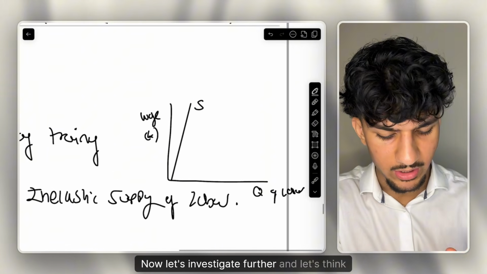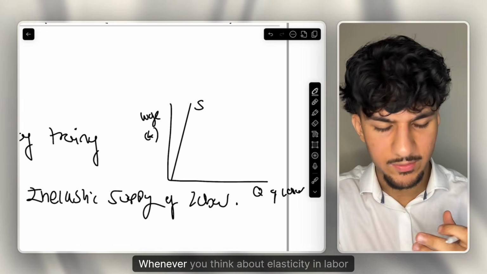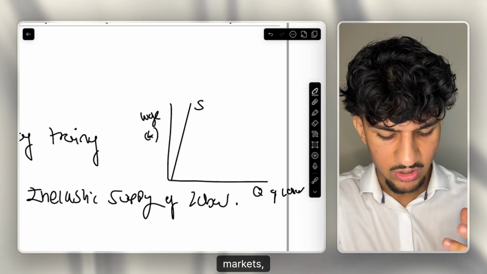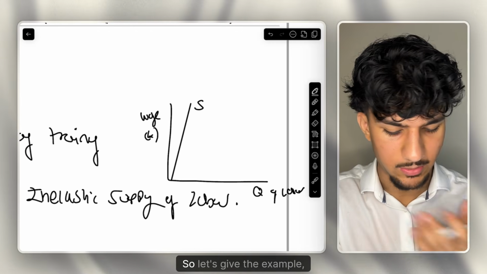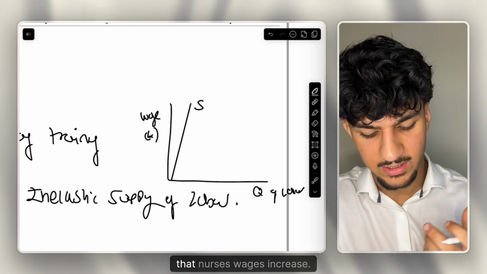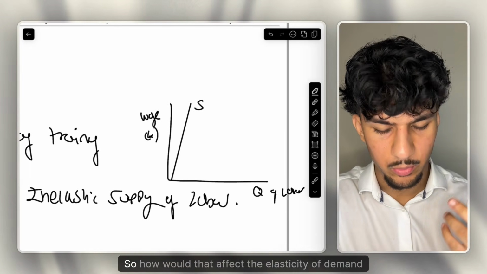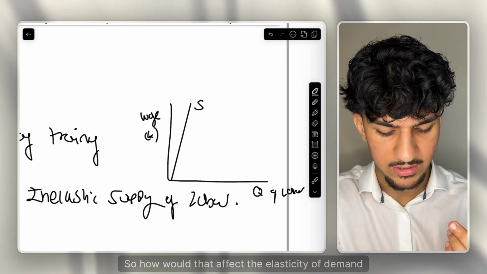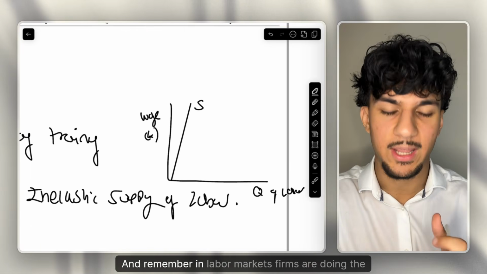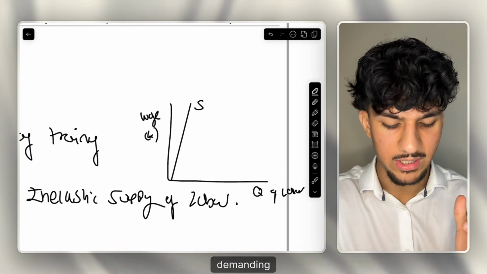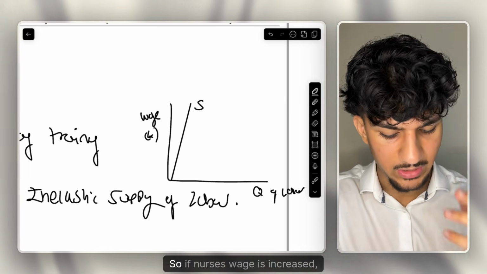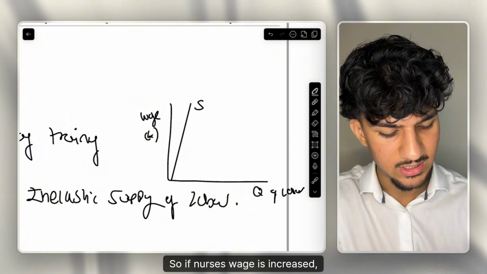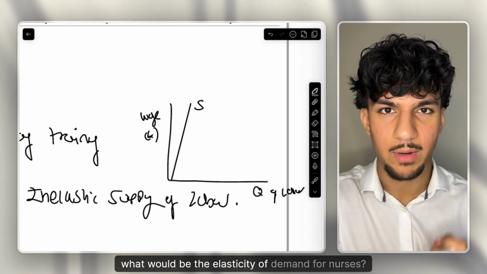Now let's investigate further, and let's think about their demand. Whenever you think about elasticity in labour markets, always think about how they would respond to a change in wages. So let's give the example that nurses' wages increase. So how would that affect the elasticity of demand for nurses? And remember, in labour markets, firms are doing the demanding and workers, us households, are doing the supplying. So if nurses' wages increased, what would be the elasticity of demand for nurses?